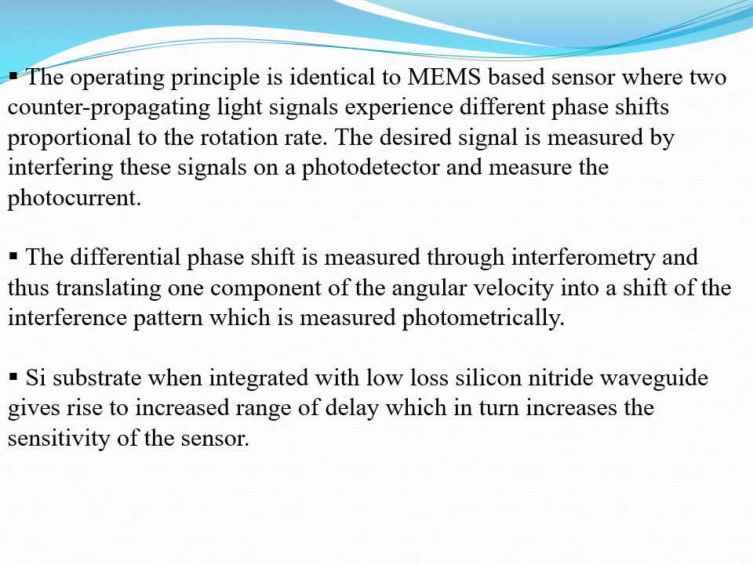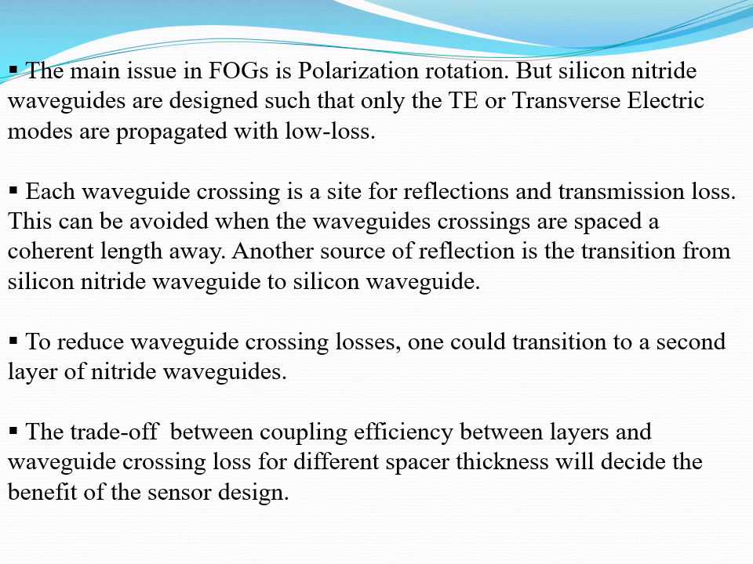The past few years have given rise to a new type of waveguide known as the silicon nitride waveguide, which has very low propagation loss. These waveguides, when used in a sensor, help in increasing the sensitivity. The main problem with FOG is polarization rotation. This is because optical fibers allow two polarization modes, but the silicon nitride waveguides propagate only the transverse electric, or TE, mode.